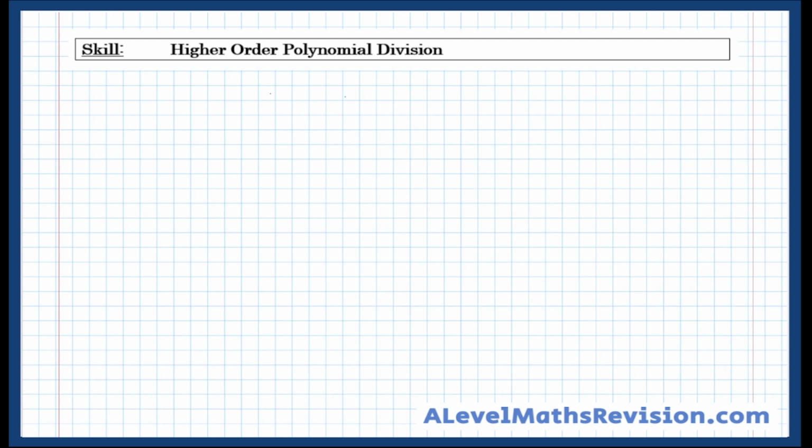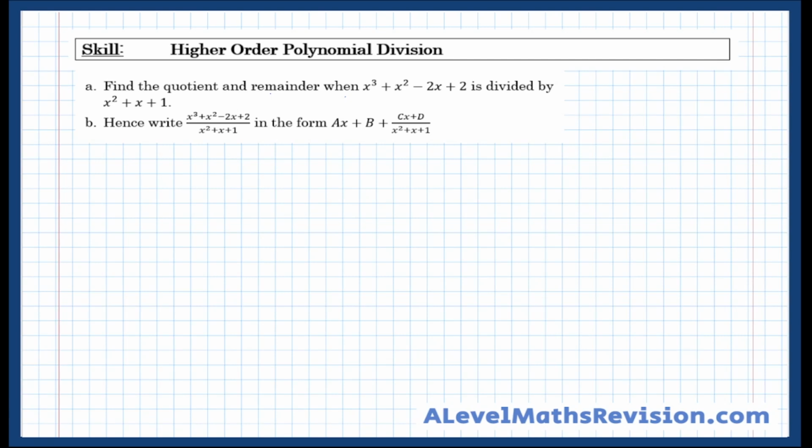So let's have a look at an example. And there it is there. It says find the quotient and remainder when x cubed plus x squared minus 2x plus 2 is divided by x squared plus x plus 1. So we'll do that bit first. What we're going to do is just use the traditional polynomial division algorithm, and I am going to show you what I think is a better way to do it in just a moment using a reverse grid method. But we'll do it the traditional way for now because most of you are more likely to have been taught this in school if you're using this as a revision tool.